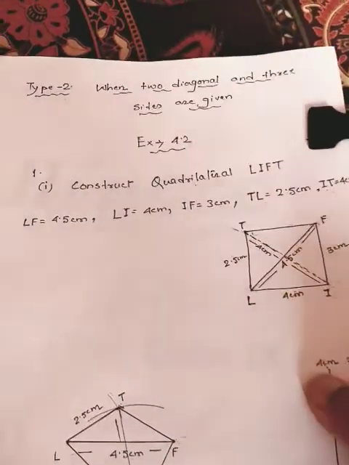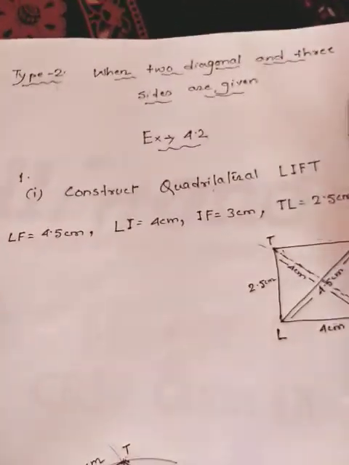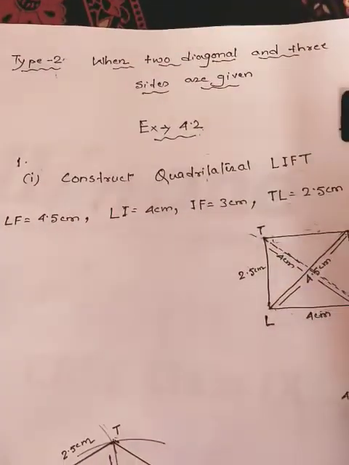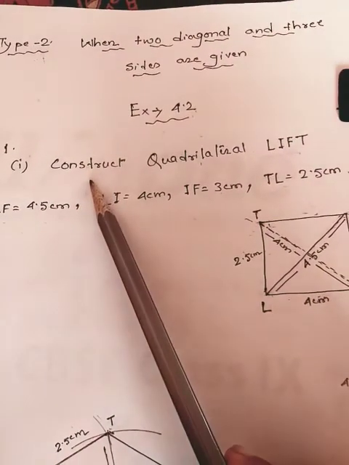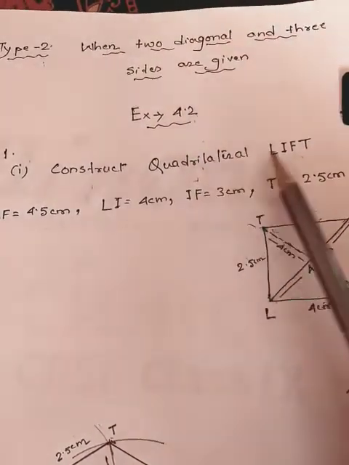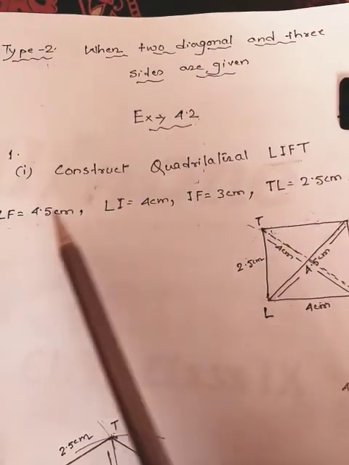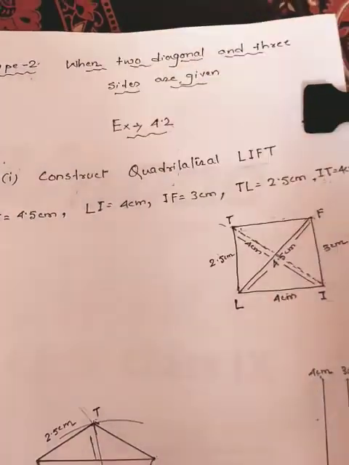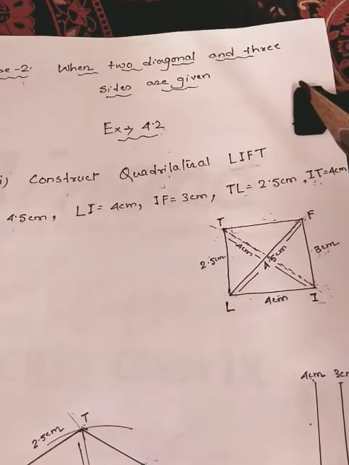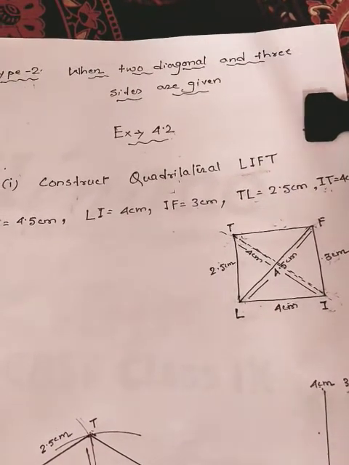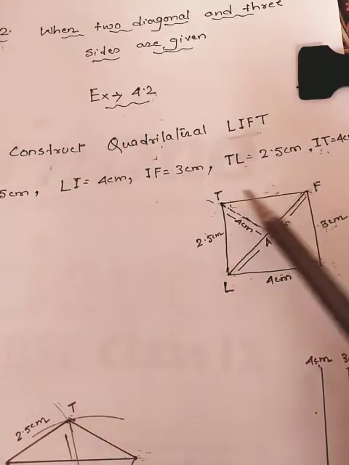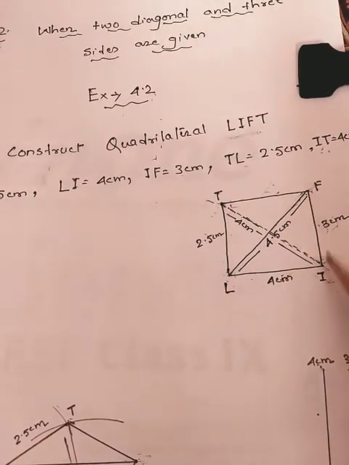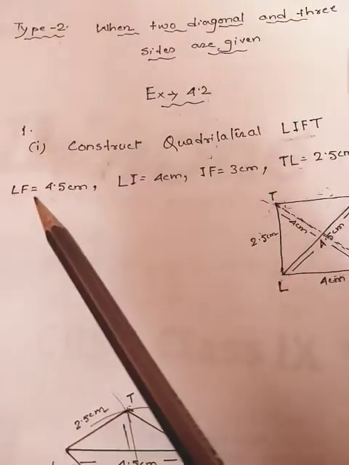Okay students, let's see how to draw this when the two diagonals and three sides of the quadrilateral are given. Now, what is the first sum? Construct quadrilateral LIFT. These are the dimensions given. What is the first thing that we have to draw? Yes, we have to draw a rough sketch, which is very important. First draw a quadrilateral and name it LIFT.